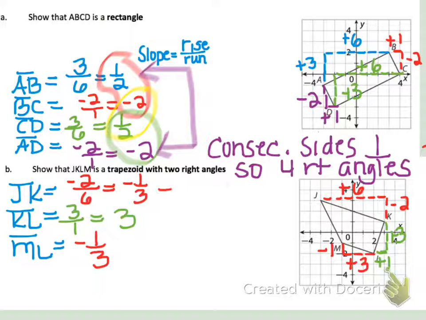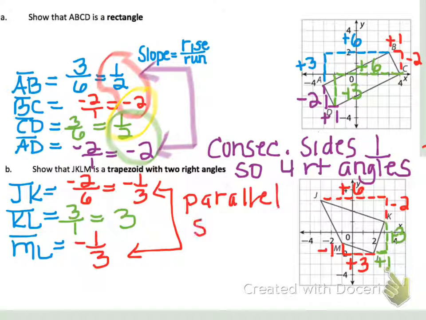They're parallel, so we've got the parallel sides, right? So it's a trapezoid.